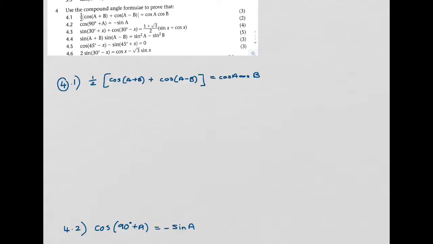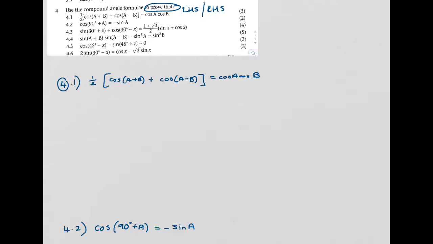questions. It says use the compound angle formula to prove that. So now please note this is a prove that question, which means you're working left-hand side, right-hand side. So you can't bring things over the equal sign. You either choose to start with the left or start with the right, or you can do both but separately, trying to get them to look like each other. But you do not move things over as if it's an equation.